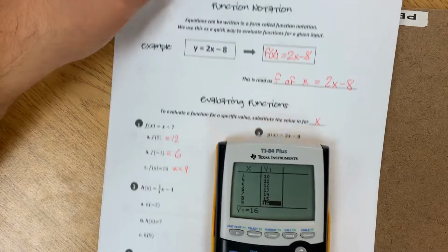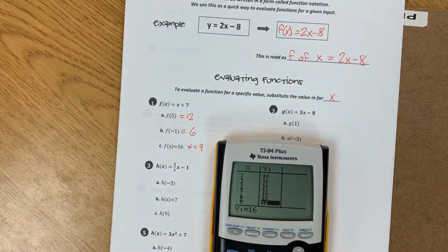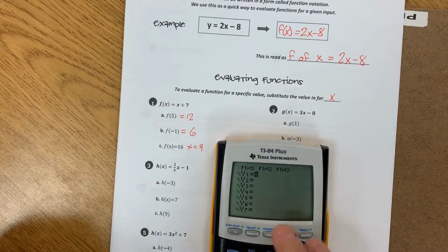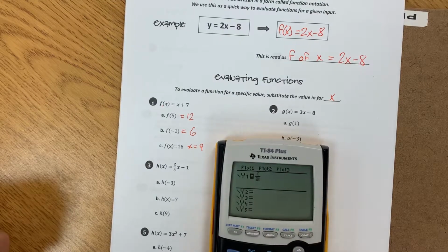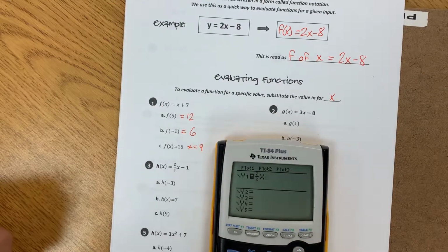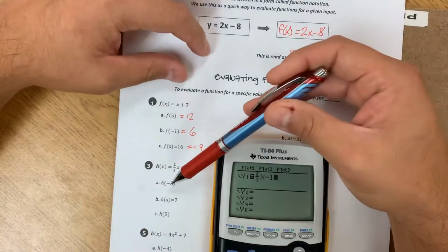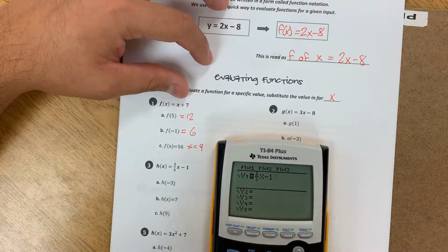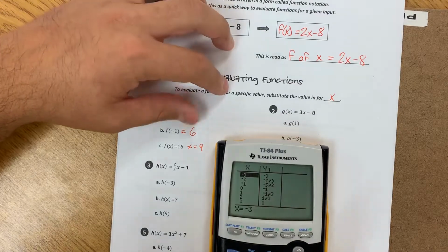Number 3, we have h of x equals 2/3 x minus 1. So go to the y equals, take that off, bring up a fraction, 2/3 x minus 1. Here they want us to evaluate the function at negative 3. So this is h of negative 3. So go to our table, go x to negative 3. Our y value should be negative 3.